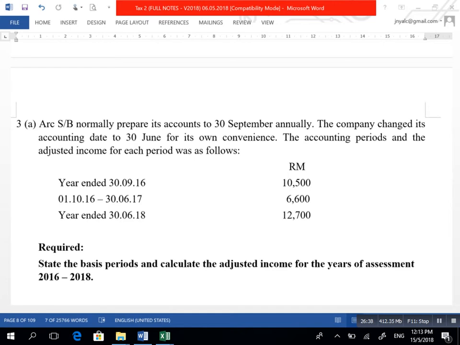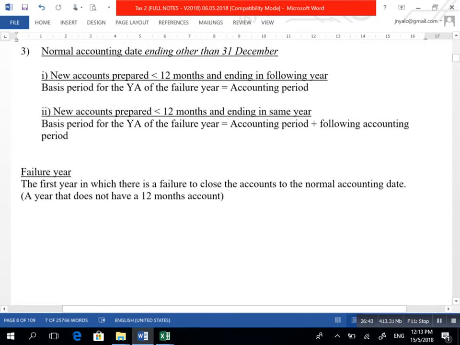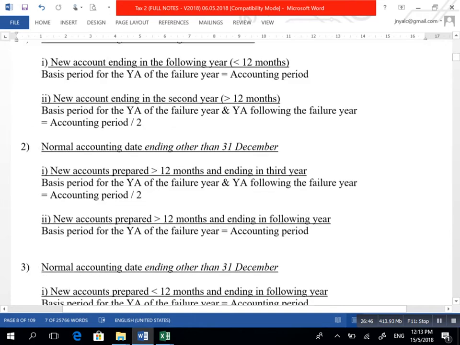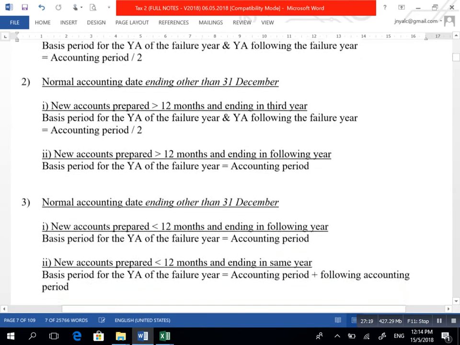Go to your page 7. Under this change of accounting date rule, you have 3 categories, 1, 2, and 3. Can you determine yourself which category you fall in? Normal accounting date, is it ending other than December? Other than December, any other month. September normal accounting date, so it falls under ending other than December. But 2 and 3 category here is also ending other than December. But it's less than 12 months. So you are forced under category number 3.